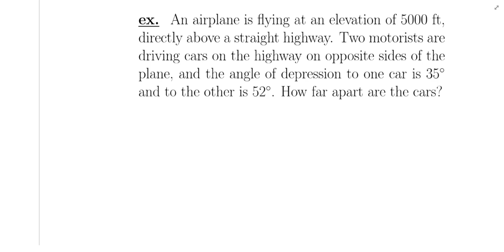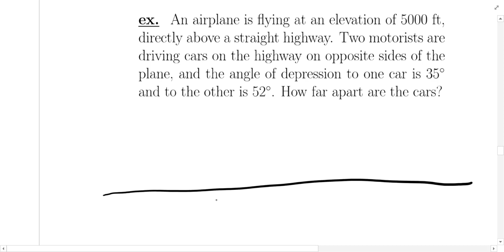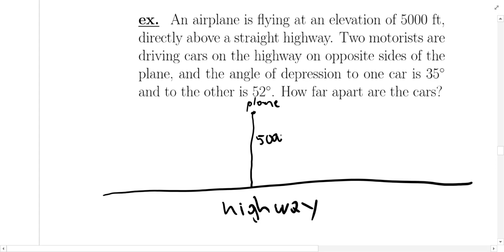All right, moving on, we have an airplane that is flying at an elevation of 5,000 feet directly above a straight highway. So there is the highway. And then you have the airplane here. So this is right here and it's 5,000 feet.